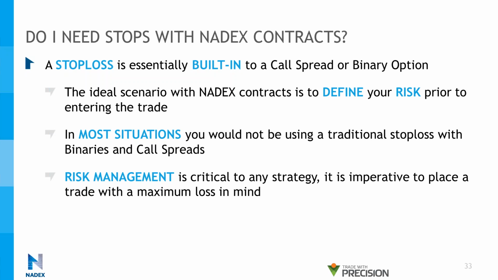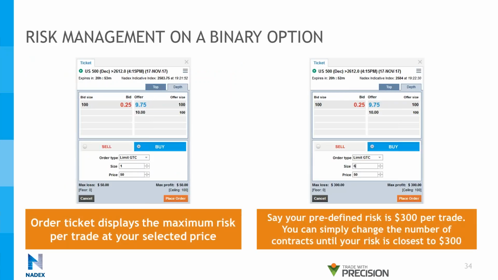So it's really just about understanding how much you're looking to put at risk, and that's going to be your defining characteristic of your risk management component. We've talked about this before in previous webinars regarding risk management and Nadex contracts. Here we have an order ticket that displays the maximum risk per trade at your specified price. If you have decided on a maximum risk amount per trade, such as 1% of your total value, or in this example, say $300, then you can use the order ticket to change the position size, or the number of contracts, until the total maximum loss is closer to your risk tolerance.